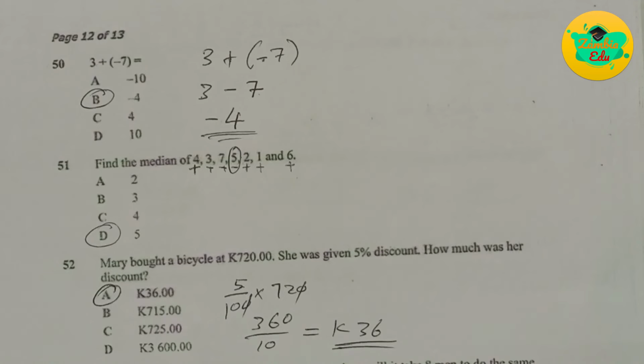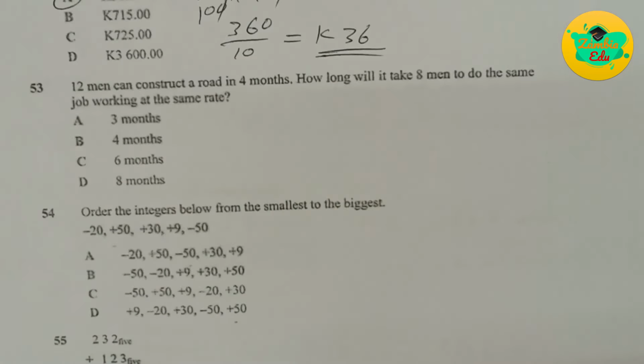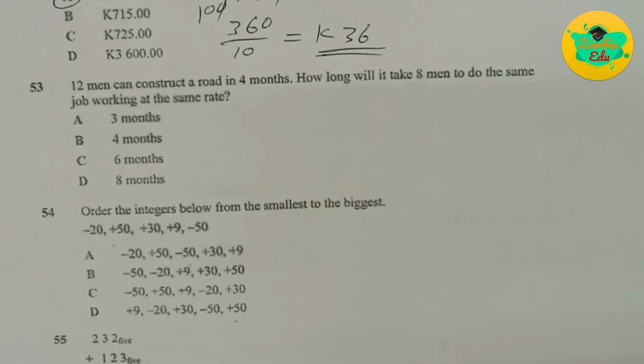Quickly, we rush to question 53. And question 53 says, 12 men can construct a road in 4 months. How long will it take 8 men to do the same job working at the same rate? 53 again says, 12 men can construct a road in 4 months. How long will it take 8 men to do the same job working at the same rate? So for us to be able to find that answer, we are looking at that.